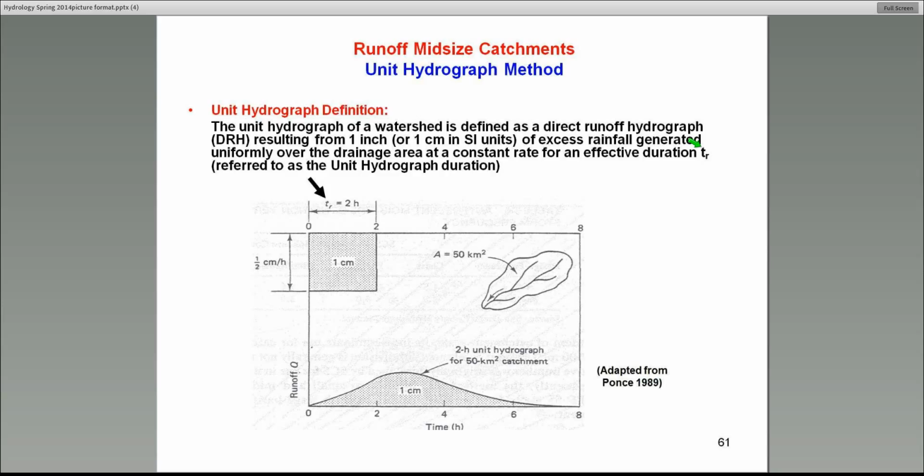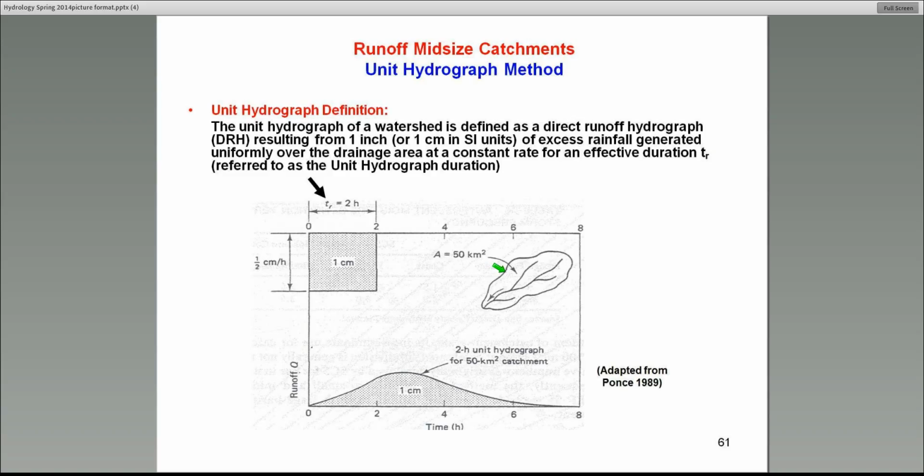For example, in my graphics here, this is a 2-hour unit hydrograph because the effective duration, the rainfall excess, is defined every 2 hours at a constant rate of 1.2 centimeters per hour, which produces 1 centimeter of rainfall excess. In this case, it's a 50 square kilometer watershed. So essentially, this is a hypothetical definition. This is what they're saying.